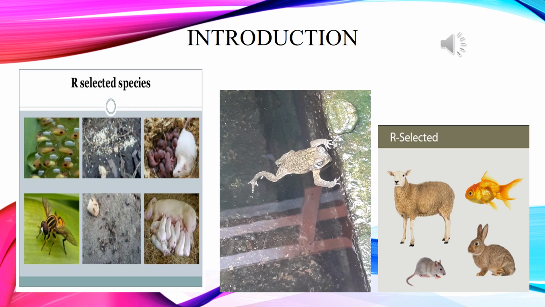Some examples of R-selected species are clams, dandelions, weeds or grass. However, our chosen R-selected species is frogs, and they're mostly common in Fiji.